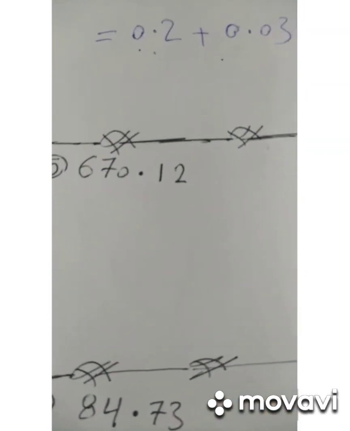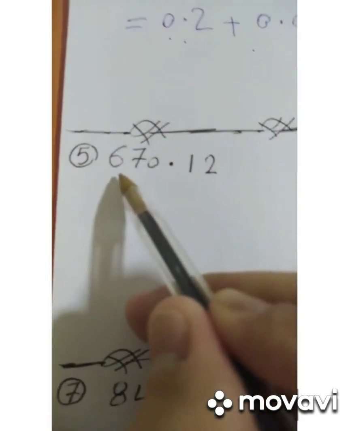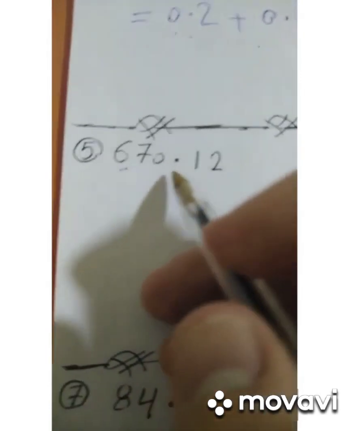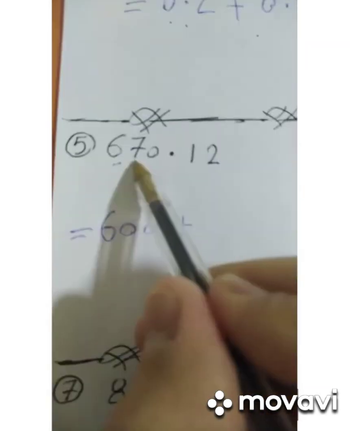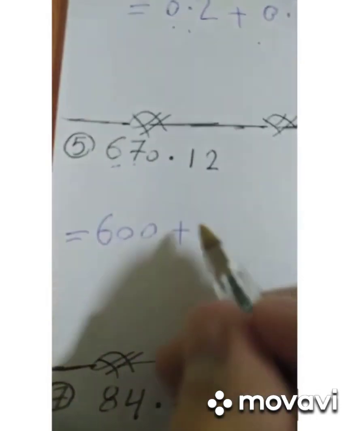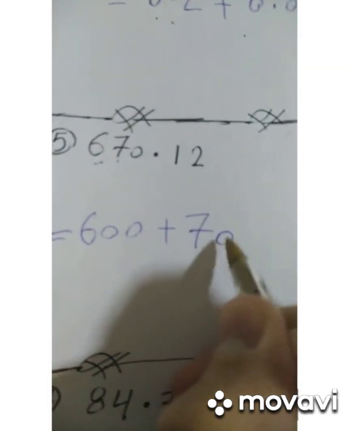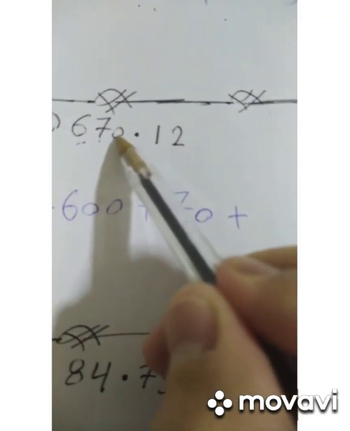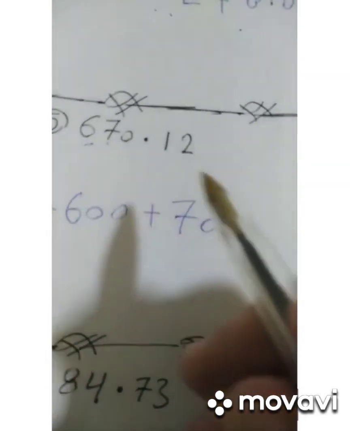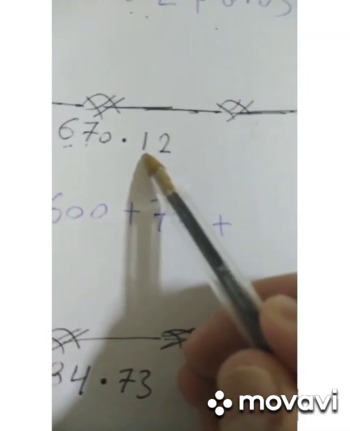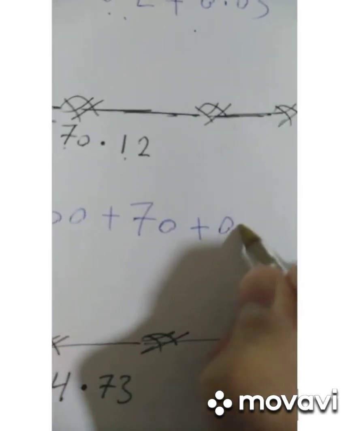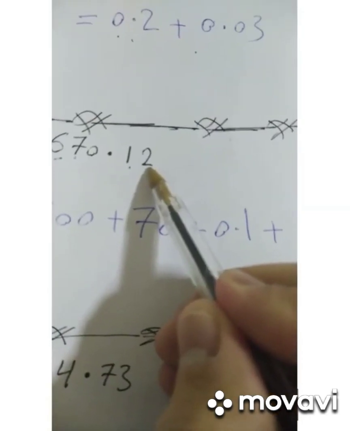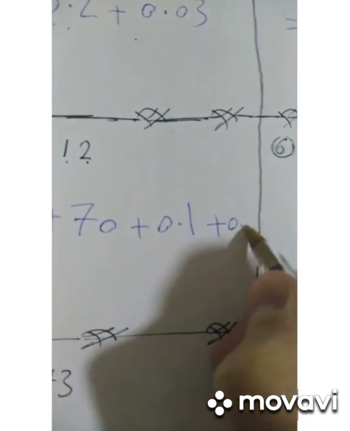670 and 12 hundredths. Okay? Start with 6 in the whole. Okay, the largest digit. Okay, 6 in hundreds equals, yes, equals 600. 7 in tens equals, yes, 7 tens means 70 plus 0 in ones at any place equals 0. We don't write it. 1 in tenths. 1 in tenths means what? Yes, 1 tenth plus 2 in hundreds means 2 hundredths, 0.02.